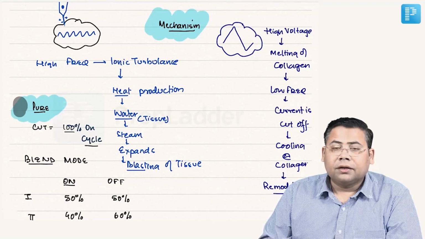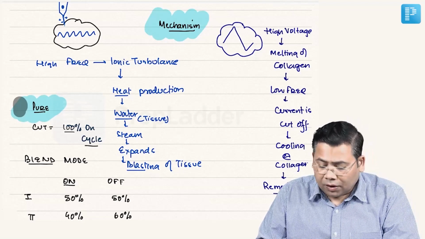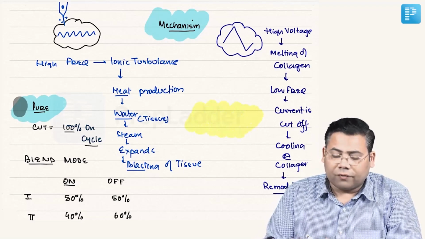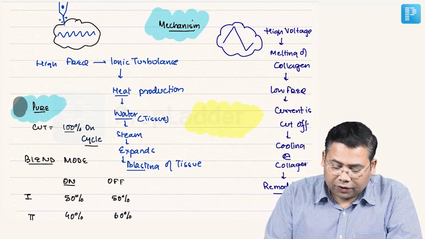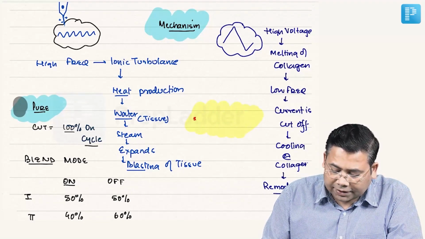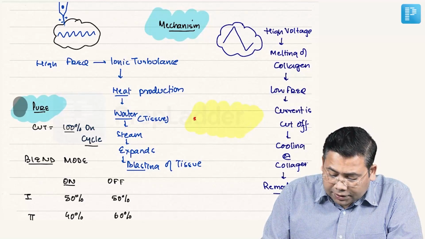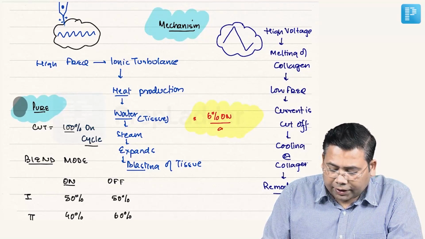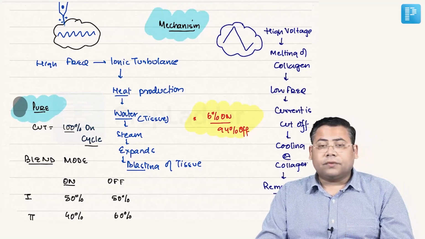So it is remodeled. Now one very important thing is, what about the frequency kinetics? The frequency kinetics is, it is 6% on and 94% off. Can you imagine? So this is how this works.